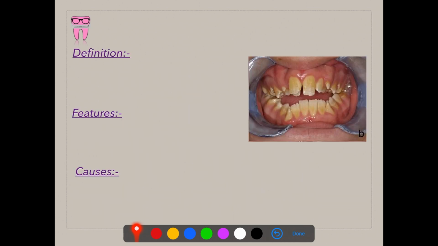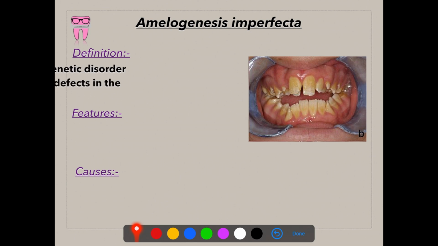So today we are going to study about amelogenesis imperfecta. With the name, amelogenesis stands for enamel formation and imperfecta stands for imperfect. So amelogenesis imperfecta as a whole stands for imperfect enamel formation. Now let's look into the definition of amelogenesis imperfecta.